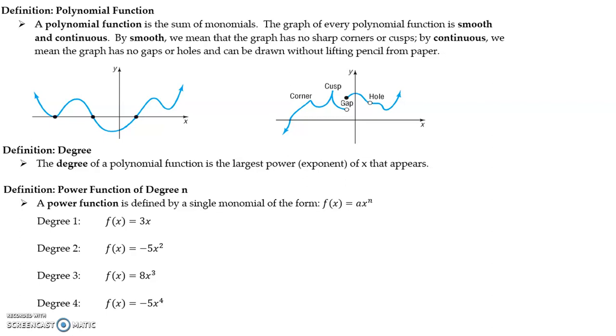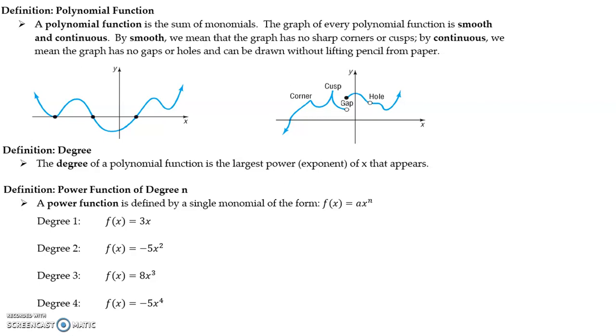In this section, we're going to be talking about polynomial functions. Polynomial functions are the sum of monomials, and we're going to be taking a look at graphs that are smooth and continuous. What we mean by smooth is that they have no sharp corners or cusps, there are no holes, and there are no gaps in your graph.